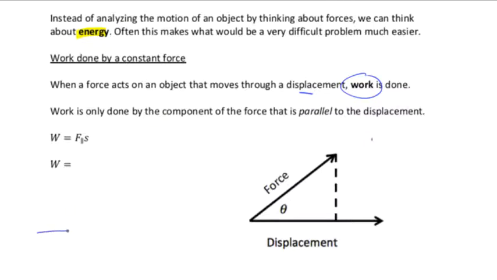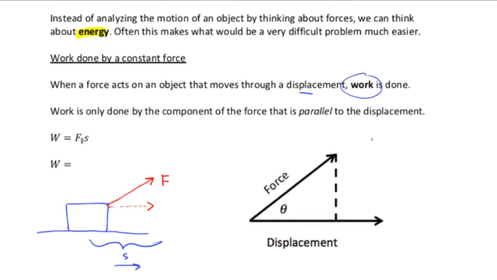So imagine you have a situation like this, where you are pulling a box, and that box is moving through some sort of displacement in this forward direction, but instead of pulling it on the horizontal here, you're pulling it diagonally like that with a force applied at an angle. Well, not all of your force is doing work on the block. Only the component of the force that is parallel to the displacement is doing work.